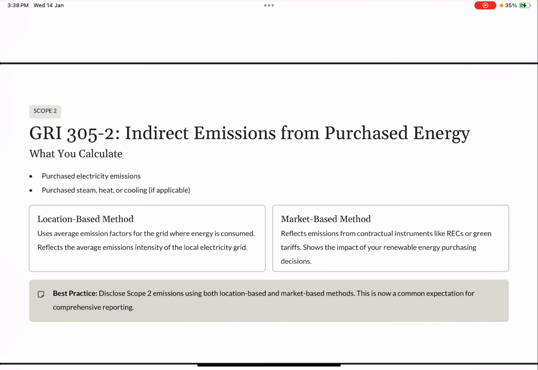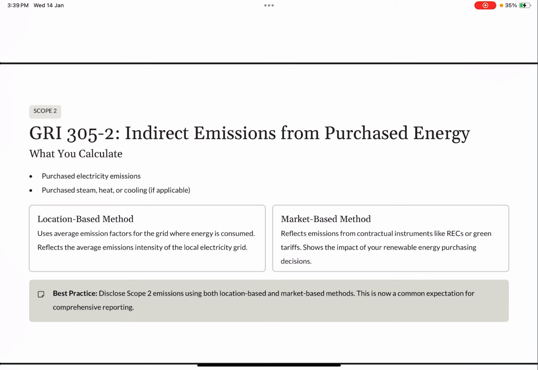Coming to scope 2 emissions, they are found in GRI 305-2, where the indirect emissions from purchased energy are included. It includes the electricity which is purchased, the emissions thereof, and the emissions from the purchased steam or the purchased heating or cooling, if applicable, obviously. For that, as we had discussed earlier too, we need to use the appropriate emission factors from the grid where this energy is consumed.